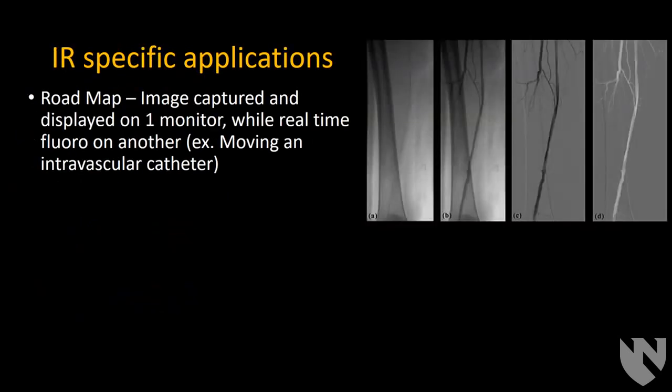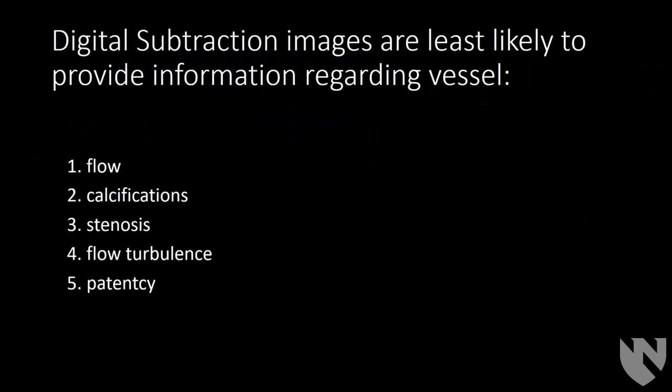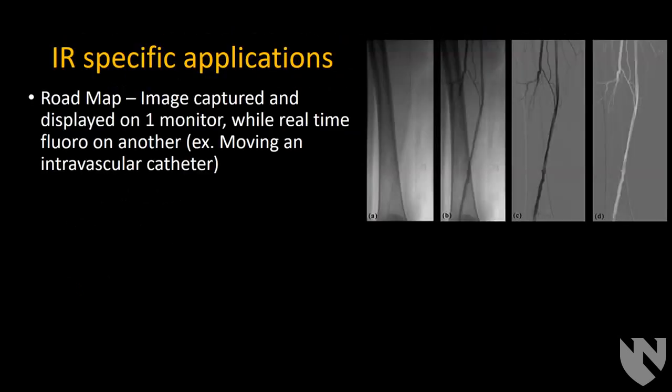There are also other features that fluoro units can have that are more specific to IR. For example, you can have road maps, so you can capture an image and display it on one monitor, and then have real-time fluoro on the other, so that if you inject contrast into an artery and you want to keep that image up while you're advancing the catheter, having those two monitors and that road map is useful. Another useful feature is subtraction.